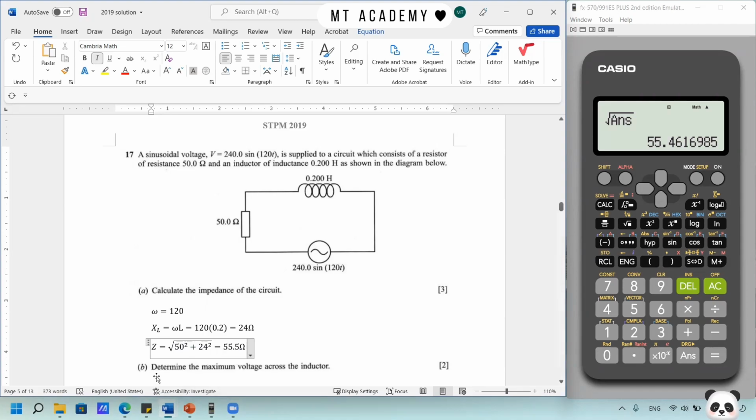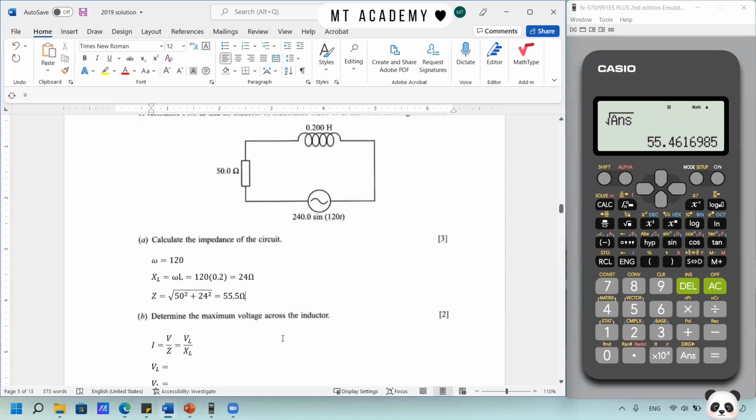Okay, so next is to determine the maximum voltage across the inductor. Remember that this is a series circuit. A series circuit has the current as the constant variable. It is a ratio of voltage to the impedance, or the voltage of inductor to the reactance, or the voltage of the resistor to the resistance.